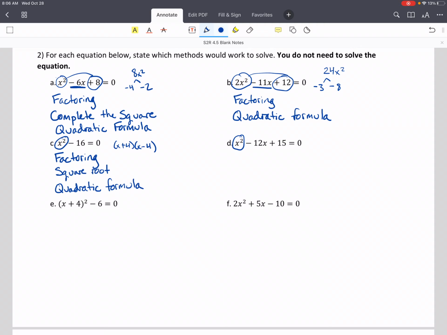Okay, part D. Does anything multiply to 15 but add to 12? No, so we're not going to factor. I'm not going to square root because of this -12x here. The x is not squared, so we won't square root. I can complete the square because a is 1 and b is even. And of course we can use quadratic formula.